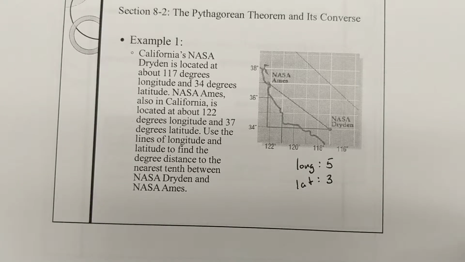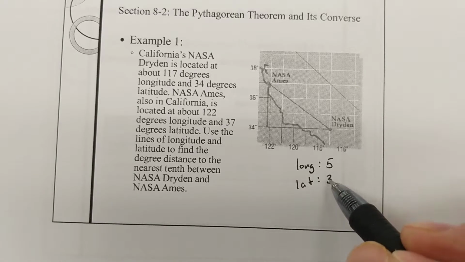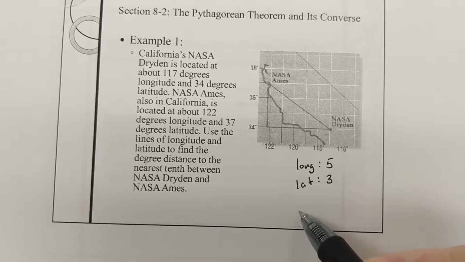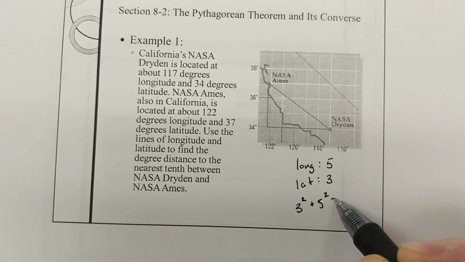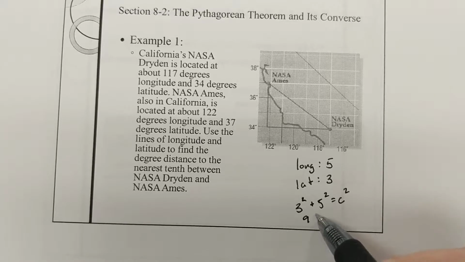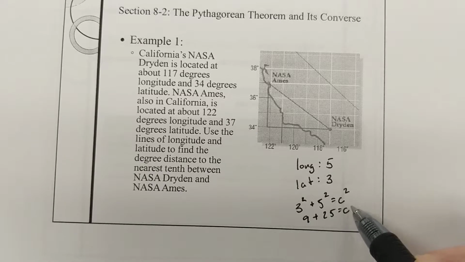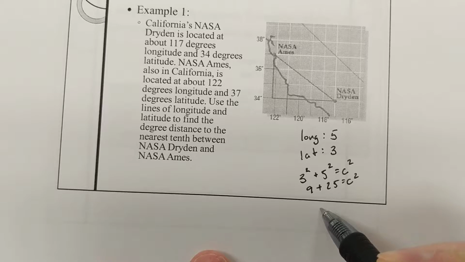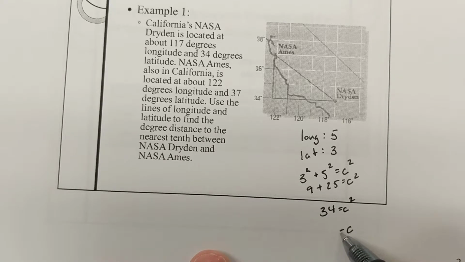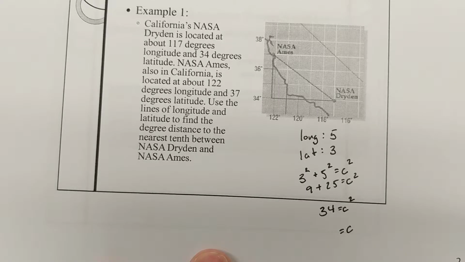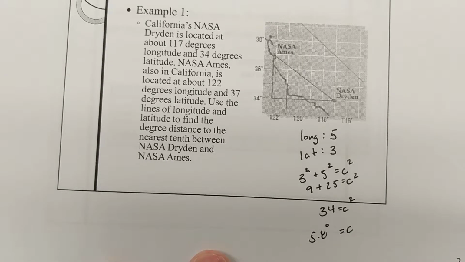So that's 3. So the distance between them, if these are the legs of the right triangle, is 3 squared plus 5 squared is equal to c squared. So 9 plus 25 is equal to c squared. That'd be 34 is equal to c squared, and then take the square root of both sides. So c is the square root of 34, which is 5.8 degrees. That's the degree distance.